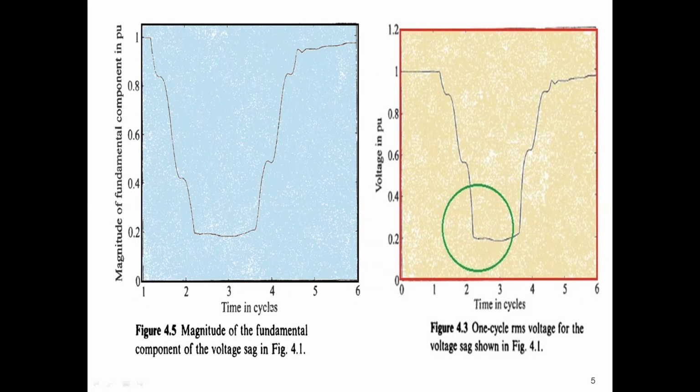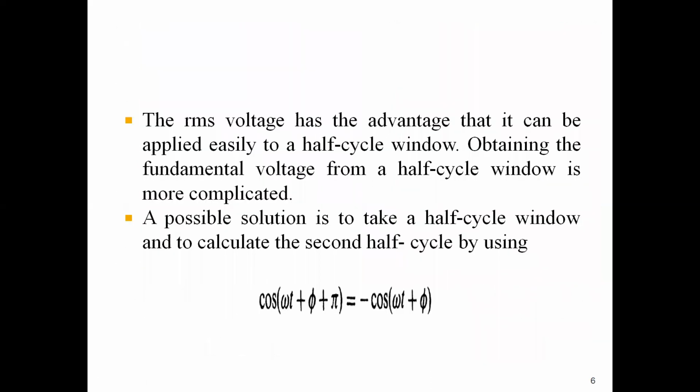You can see here that the magnitude is 1 per unit, and when the fault occurs, it's not immediately falling down. There's a one cycle time lag, and the voltage is not constant during the sag. And when the fault is restored, it's not going back to 100%. The same thing you can observe in the RMS voltage. This is by using the fundamental component; we already saw the same behavior in the last session. Therefore, whether you use the fundamental component or the RMS voltage, it does not make much difference here.